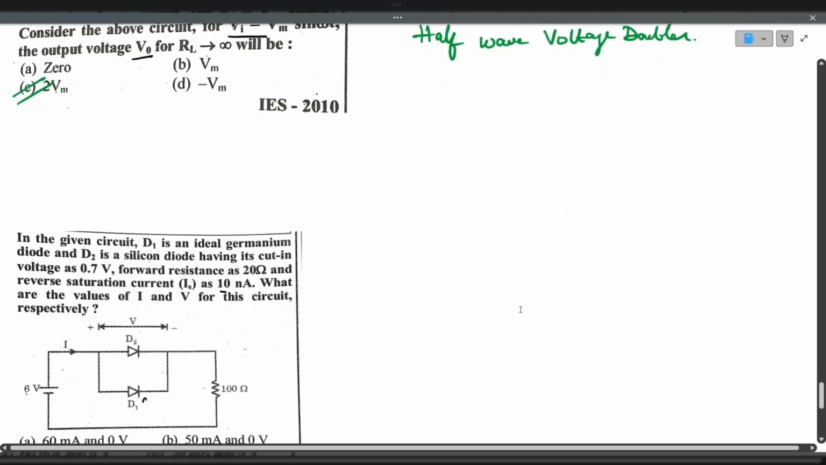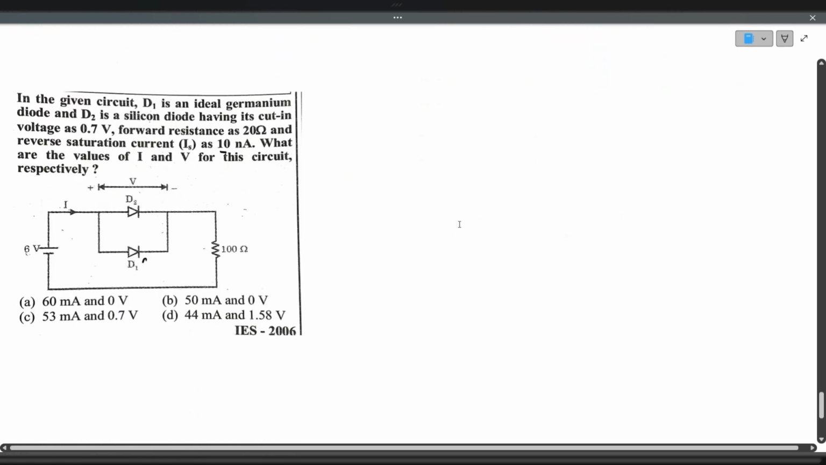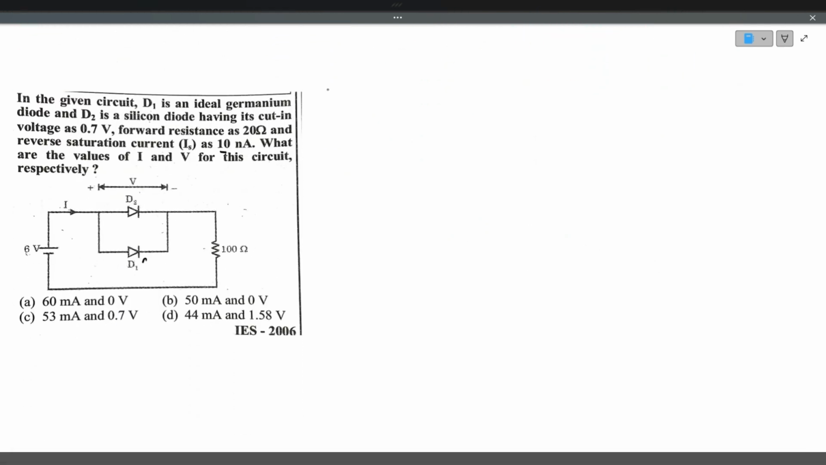Now we'll see the next question. In the given circuit, D1 is an ideal germanium diode and D2 is a silicon diode having its cutting voltage as 0.7, forward resistance is 20 ohms, and reverse saturation current IS is 10 nanoamperes. So, what are the values of I and V for this circuit?